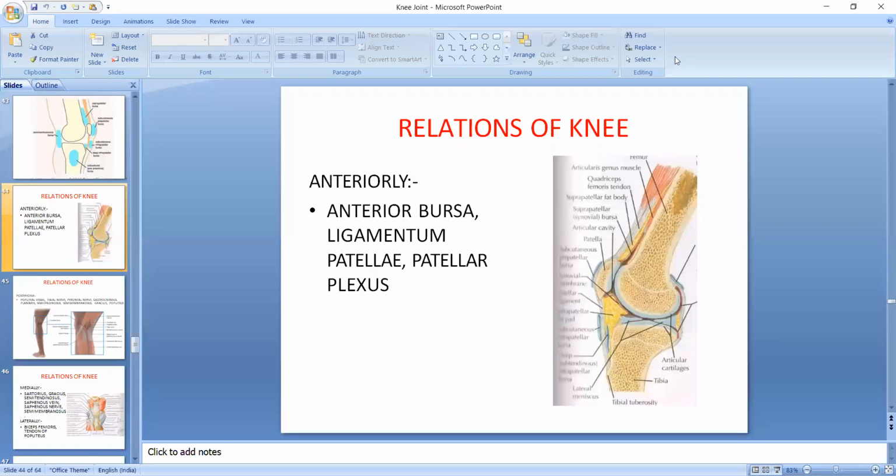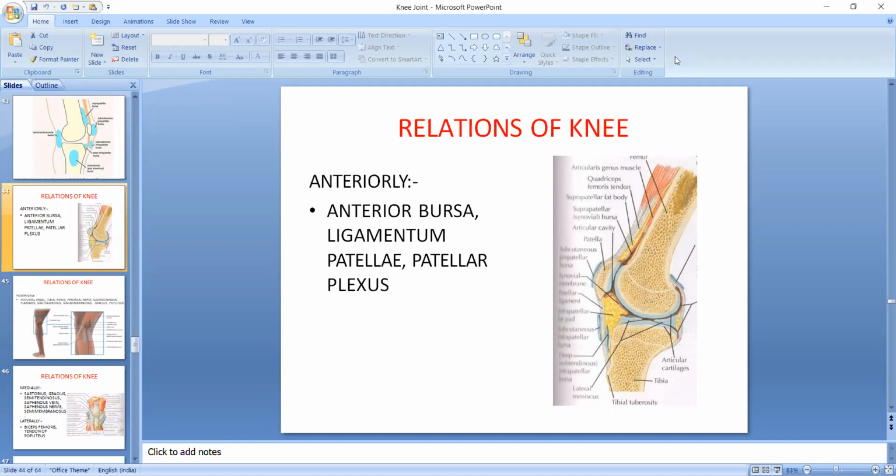I am Dr. Jessie, Assistant Professor, Department of Anatomy, Jyoti Vidyapeeth Women's University, Jaipur. We have discussed some part of the anatomy of the knee joint previously, and today we will discuss the remaining part of the knee joint anatomy, and we will start with the relations of the knee.